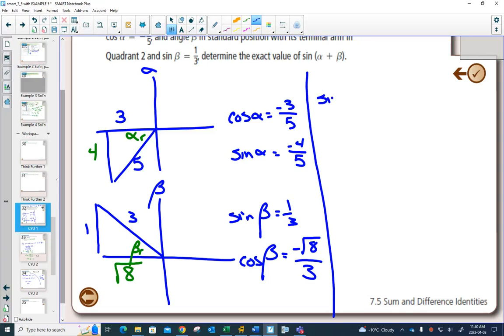Now we want to find sine alpha plus beta. And on our formula sheet, sine alpha plus beta is sine alpha cos beta plus cos alpha sine beta. And in order to figure this out, the two triangles that we have give us the information to plug things into the next step.